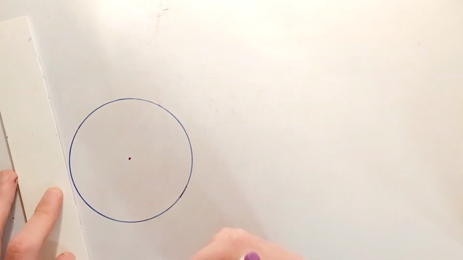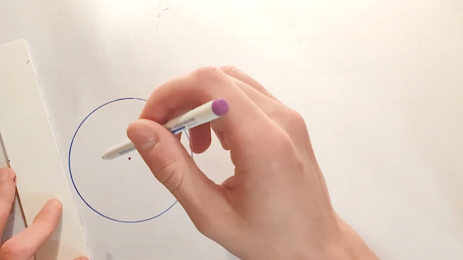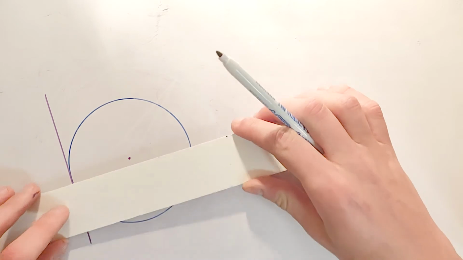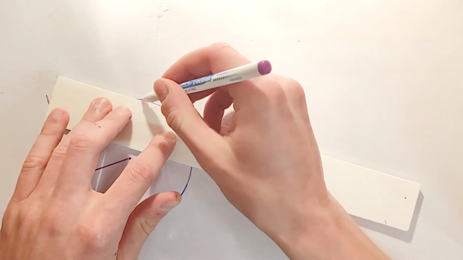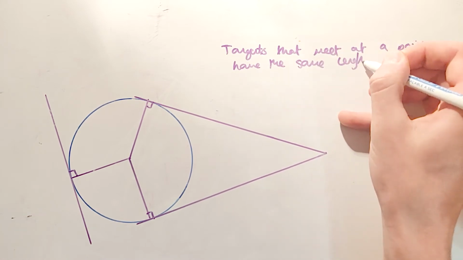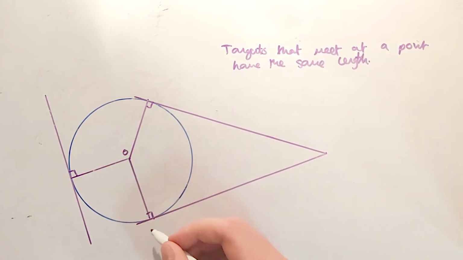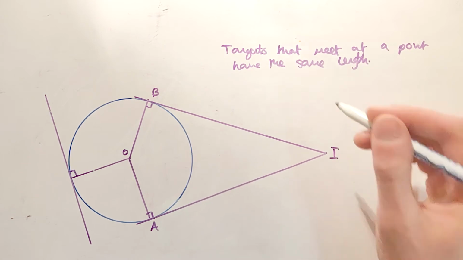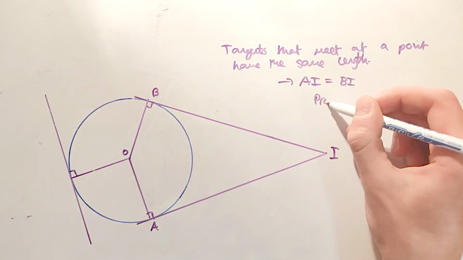Now let's look at the tangent to a circle. This is always perpendicular to the radius, as there's only one way we can draw it, so it touches the circle once. Let's draw two tangents here which meet at a point. We want to prove that the length of these tangents must always be the same, so we're proving that AI is equal to BI. First, draw the line OI to create two right-angled triangles.